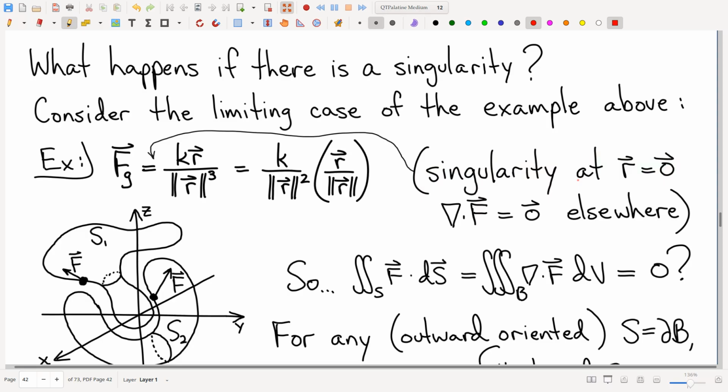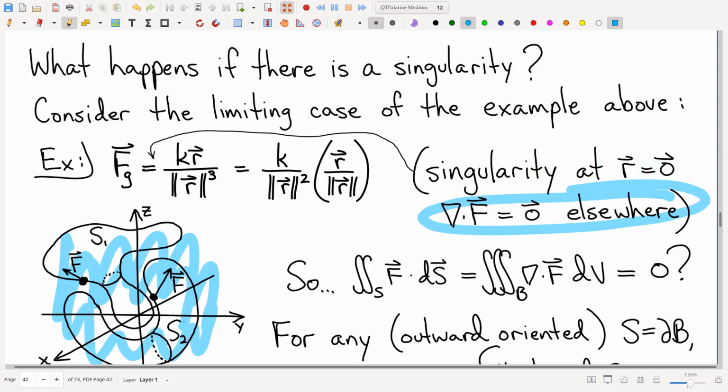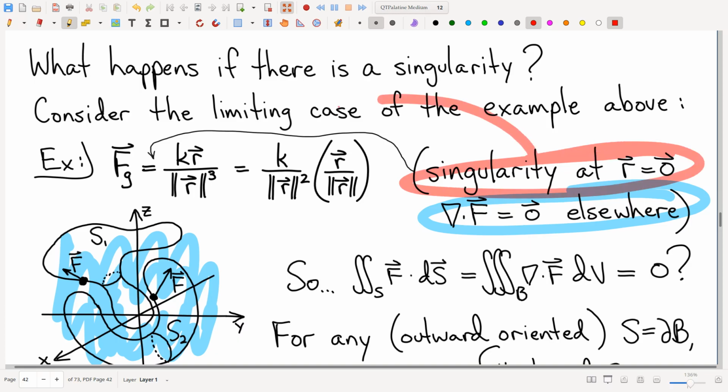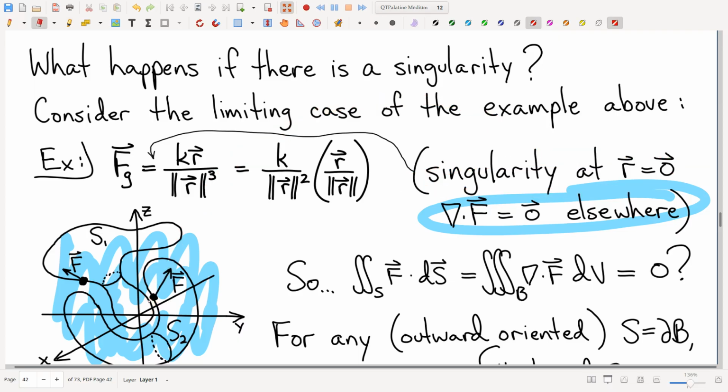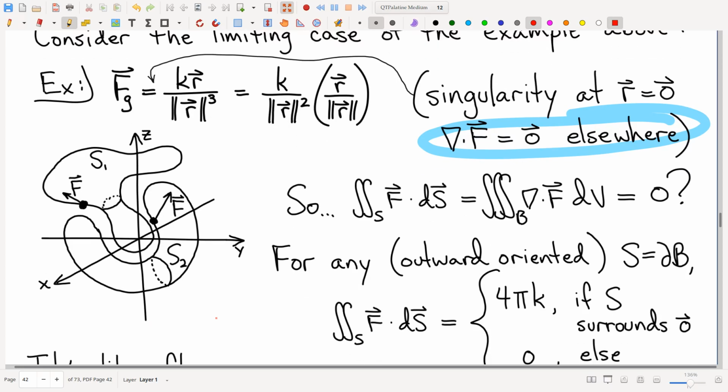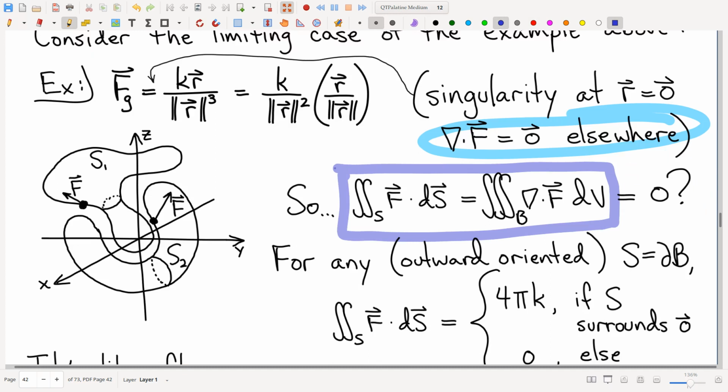Okay, well, divergence is still zero everywhere else. Right? Everywhere except the origin. And of course, at the origin, there's no such thing as divergence. The vector field isn't even defined there. Okay, all right. Well, let's look at the theorem. Here's the divergence theorem. If it were going to work, I would need these two integrals to equal each other, and let's just kind of see if it makes sense.